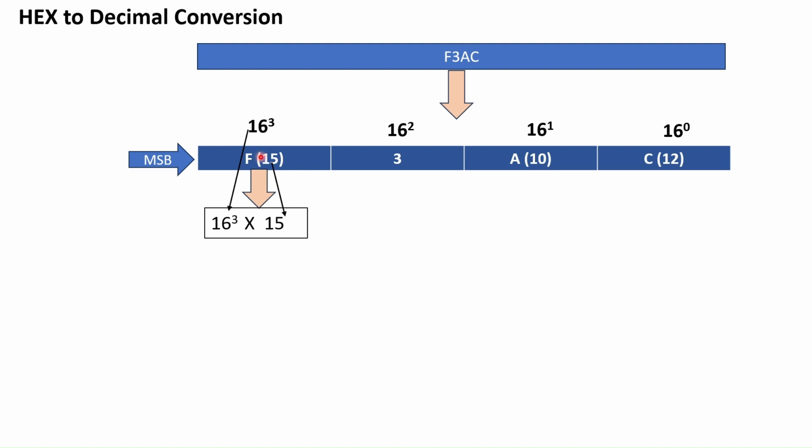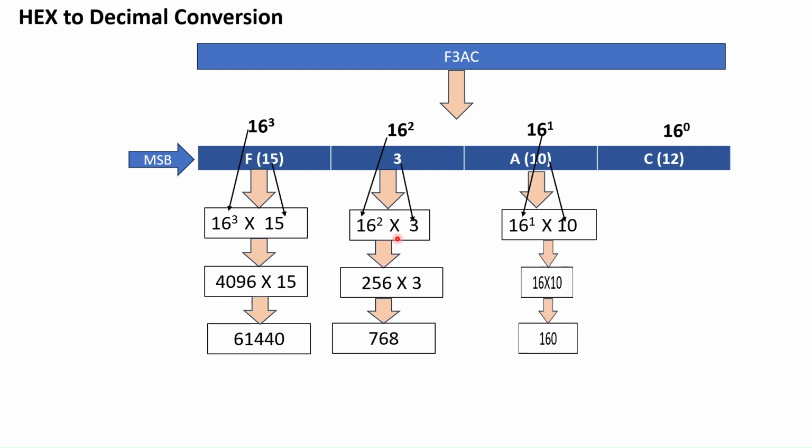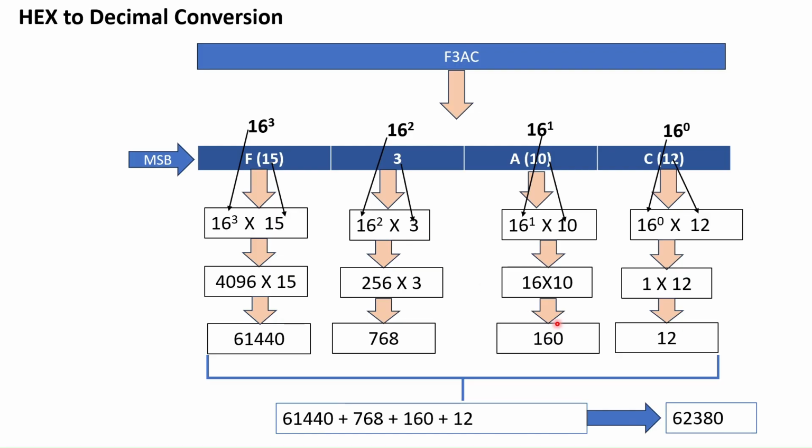So for the first one, the decimal value is 15, so I will multiply 16 power of 3 by 15, and I will get some value. Next, the position value of this position is 16 squared, and the digit is 3, so I will multiply and get this again. I will do the same for this one and this one. Now I will add all together, and I will get my decimal number.